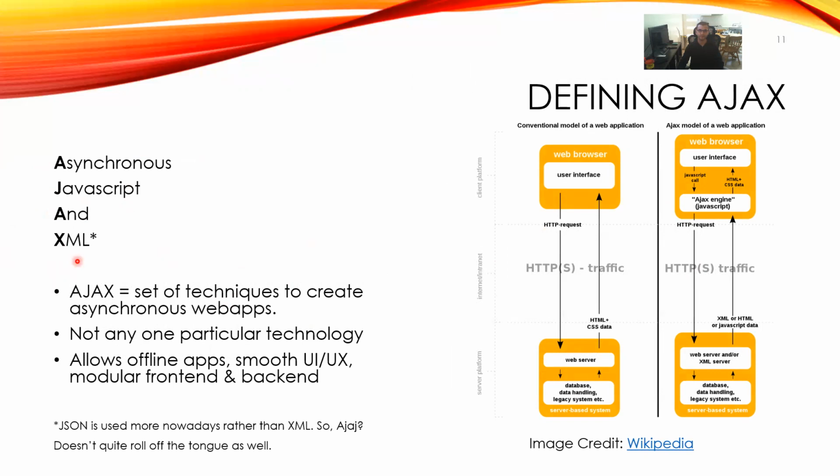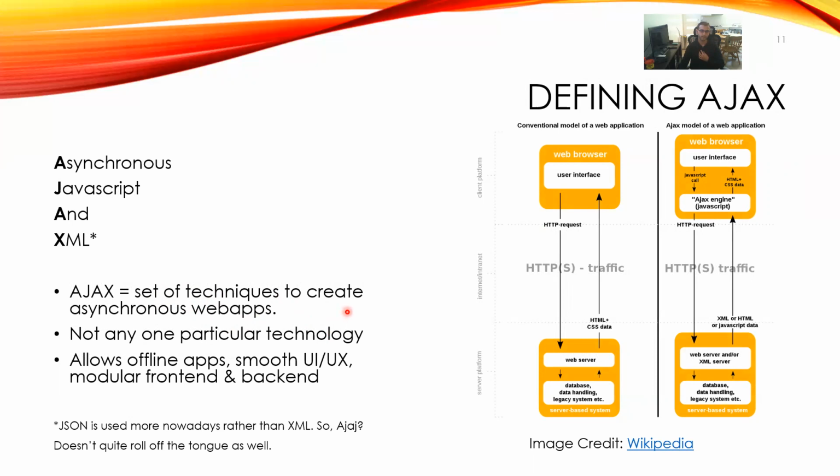The XML was because before JSON became a really big thing, XML was sort of the language du jour of passing information across different services. But I think most people agree that XML is not used very much nowadays, but I don't think AJAJ rolls off the tongue as well as AJAX does. So take it for what you will. Maybe if we stop using JSON and we use YAML, maybe this will be AJAY, and we'll get back to having a nice acronym. But we have to understand that AJAX is not a single technology. It is instead a set of techniques to create asynchronous web apps.